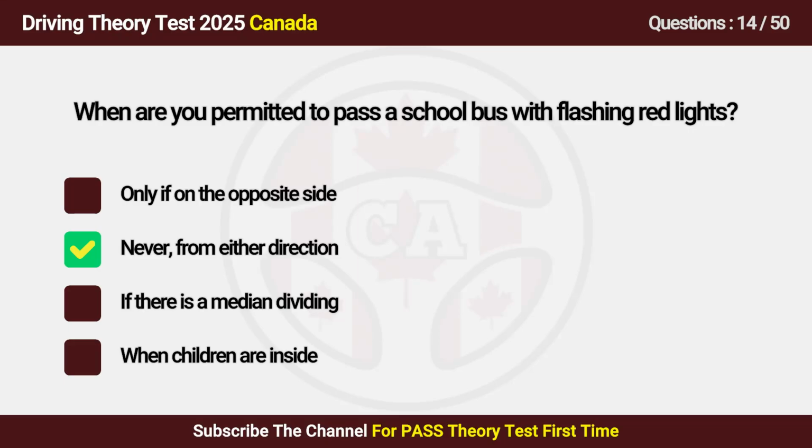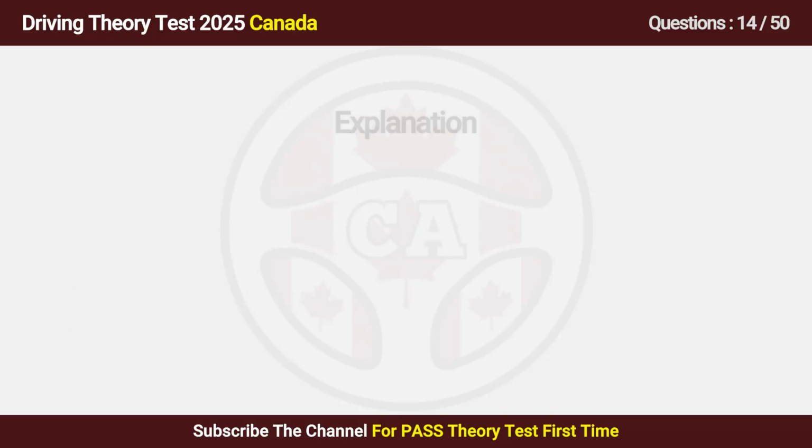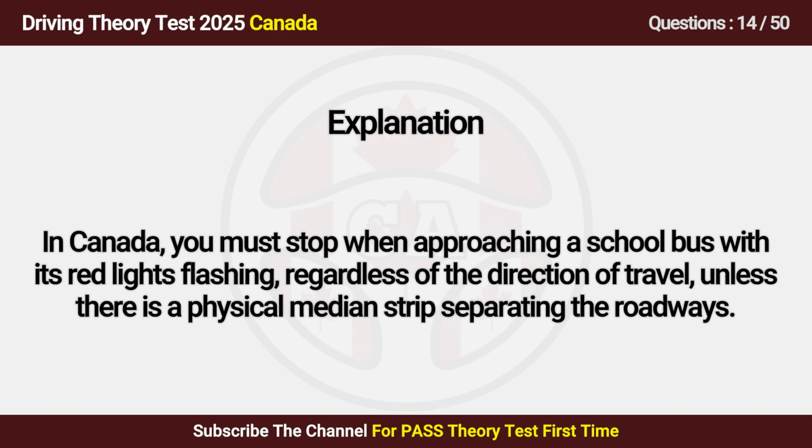Answer is B. Never from either direction. In Canada, you must stop when approaching a school bus with its red lights flashing, regardless of the direction of travel, unless there is a physical median strip separating the roadways.